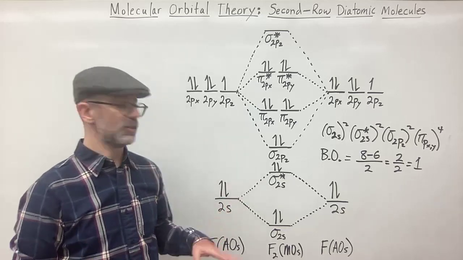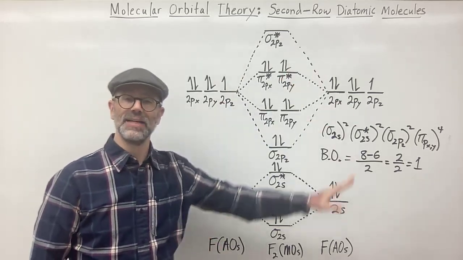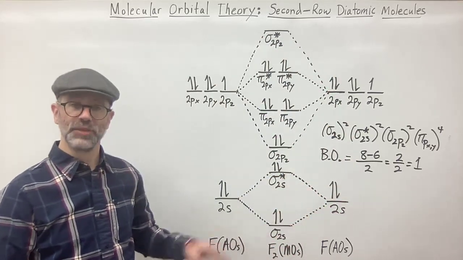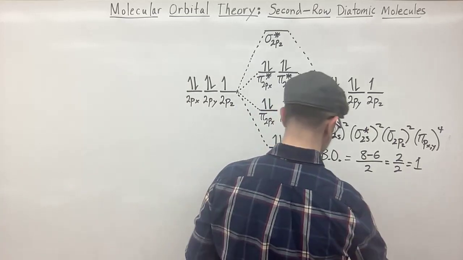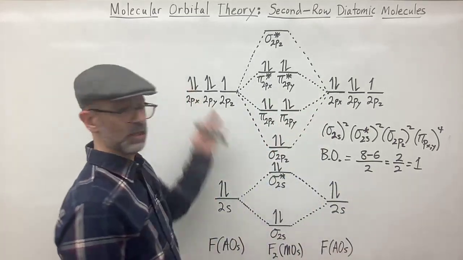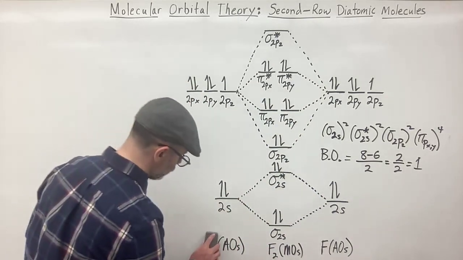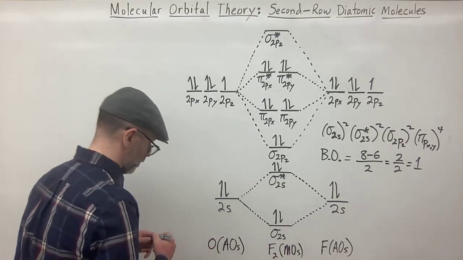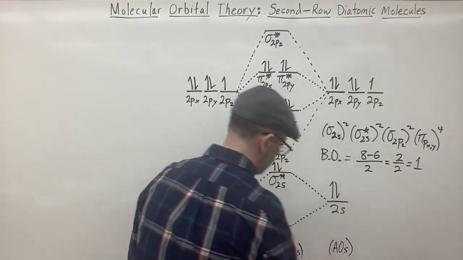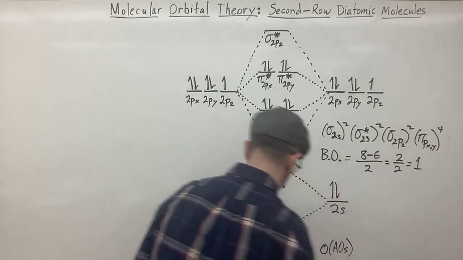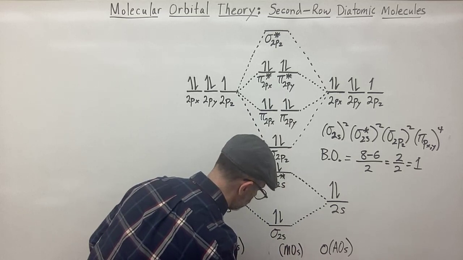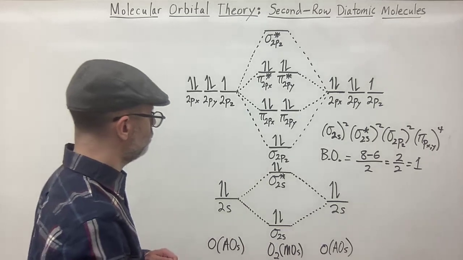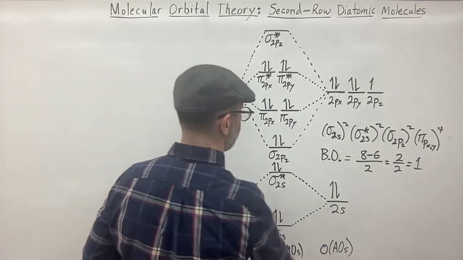So we could do the same thing for oxygen. Oxygen uses the exact same energy level diagram, the molecular orbital energy level diagram, so there's nothing to change. The only thing that changes is the atoms, the molecule, and the number of electrons. So if we just change this to an O, change this to an O, and then change this to O2, like so. And the only difference is the number of electrons.